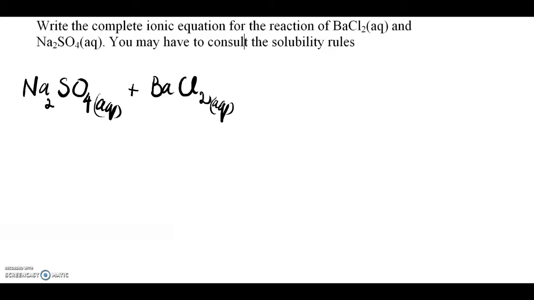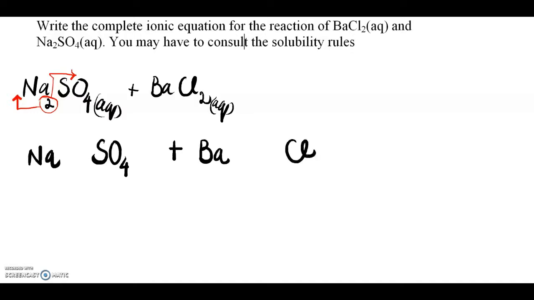Step number 2, you need to split them into ions. As you know, aqueous means these ionic compounds are surrounded by water molecules, they are dissolved, and we call them aqueous. So this 2 indicates the number of ions of sodium. So before writing the charge, we should write sodium, SO4 polyatomic ion, plus Ba and chloride ion.